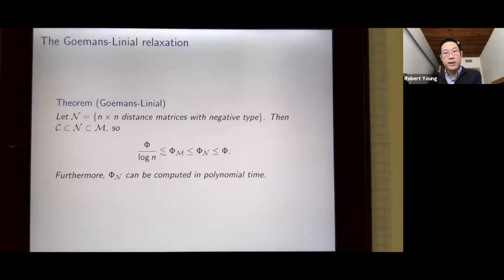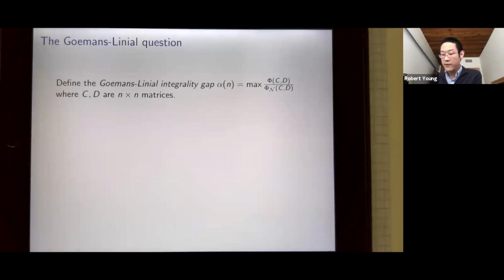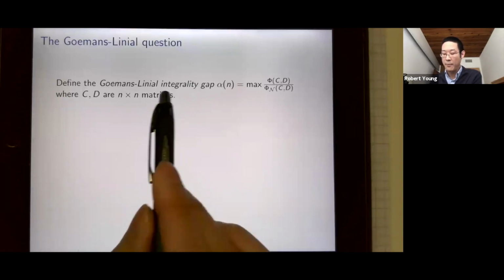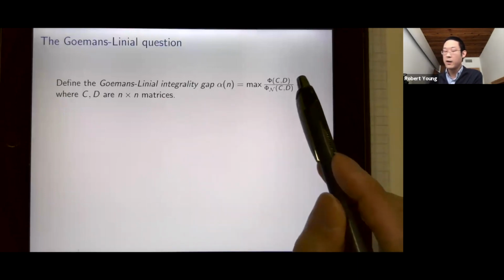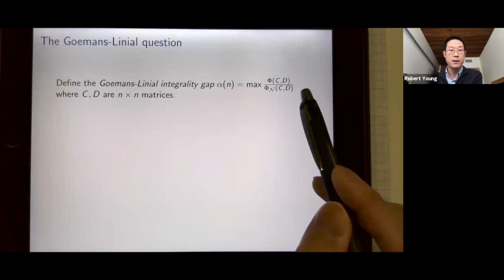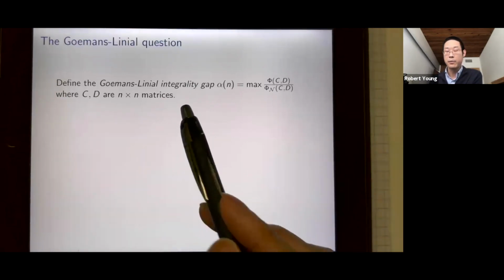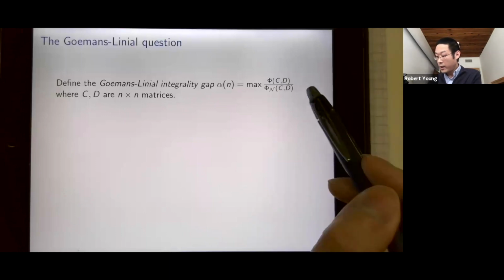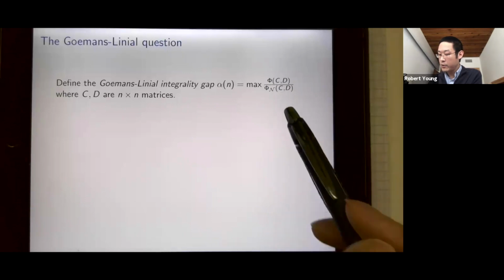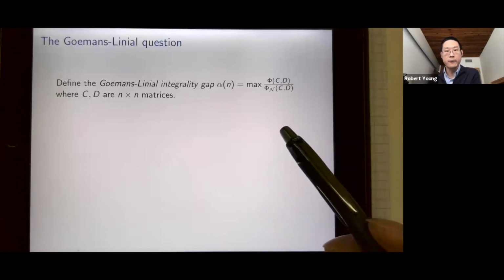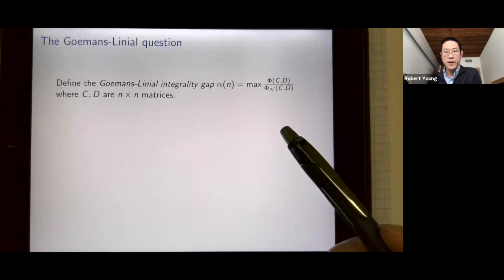That raises the question, well, is it better than minimizing over all metrics? And it turns out the answer is yes. We can define a function which measures how good a relaxation like this is, the integrality gap. The Goemans-Williamson integrality gap alpha of n is the maximum ratio of phi CD over phi n CD, where C and D are n by n matrices, symmetric, with non-negative entries. We know that phi CD is always greater than or equal to phi n CD, so this is always greater than or equal to 1, and smaller is better. Smaller would mean that it's a better approximation.